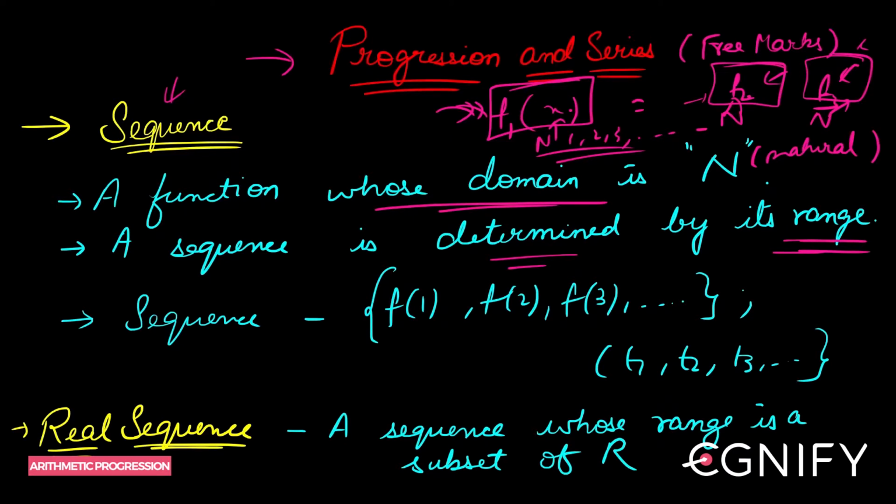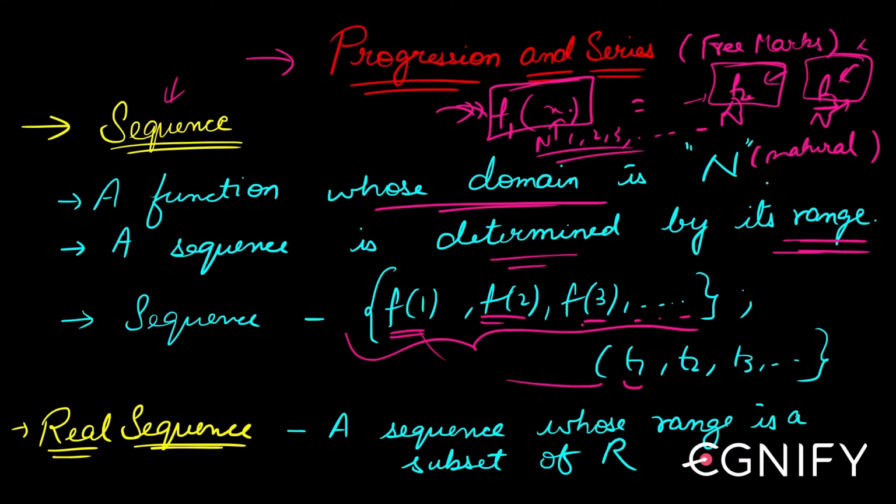Usually a sequence is represented as basically a set of outputs. So this is a set, f1, f2, f3, and so on, whatever the values in the sequence are. And if I call f1 as t1, f2 is t2. So likewise you have first term, second term, third term, and all the terms go on. So this is basically a sequence of numbers.